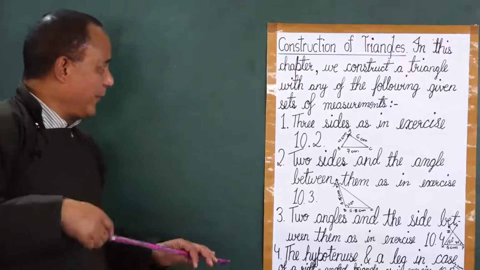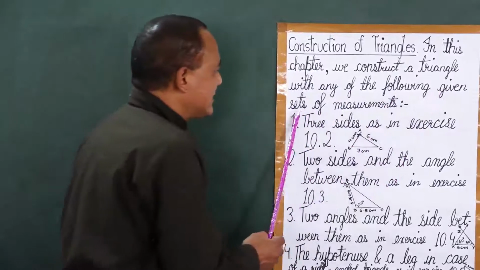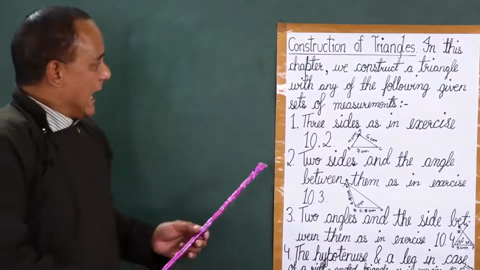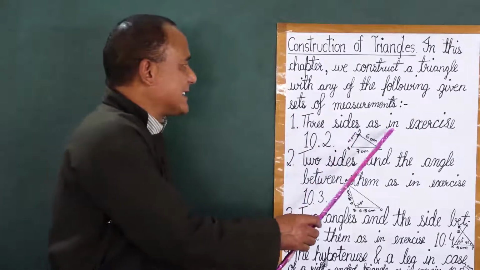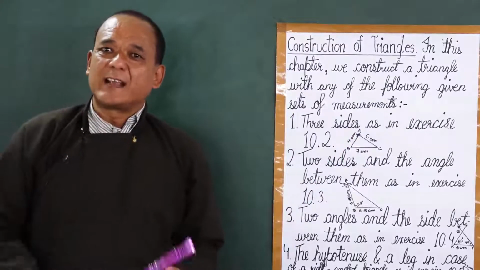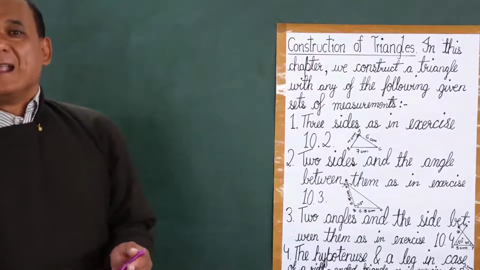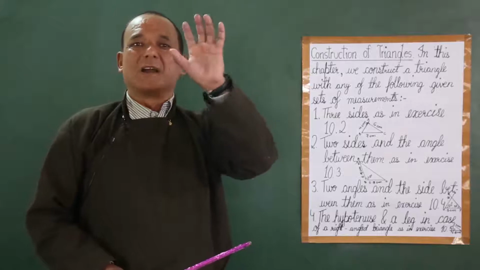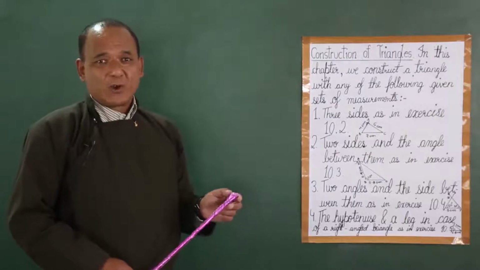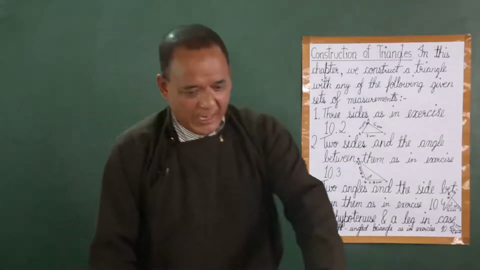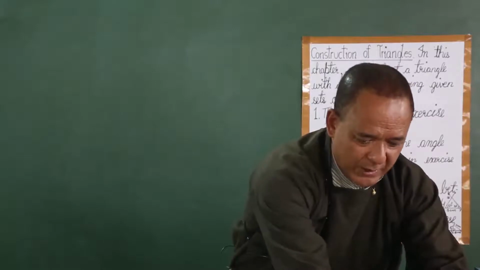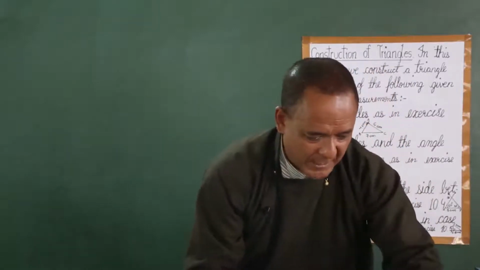So now, for example, this is the first set of measurements we have here. When three sides of a triangle are given, the question is that three sides of the triangle are given, and you have to make a triangle out of these given three sides. So how to do that? You have to know that also. You have to use these kinds of tools, whatever you find in your geometry box.